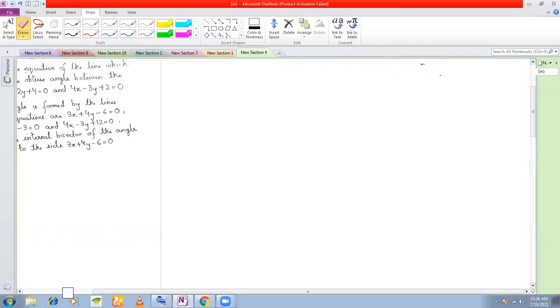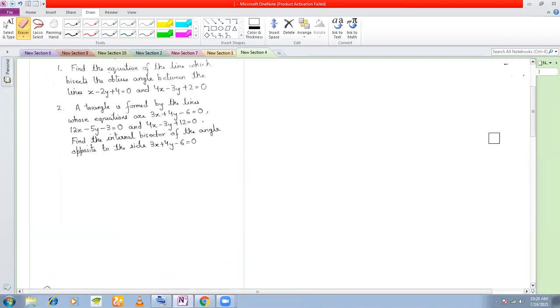Okay. Next problem here is a triangle is formed by the lines whose equations are, 3 equations are given. So that means triangle formed by 3 lines. Okay. So let us call these equations in a certain order. You can take it in any order you want, but whatever order you take, you have to maintain it right from the beginning till the end.